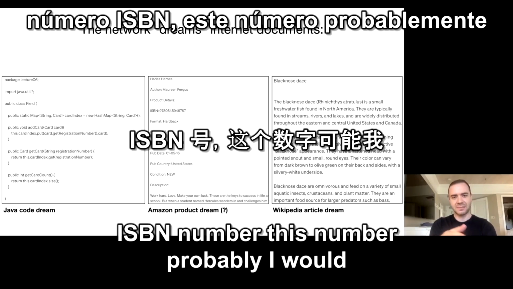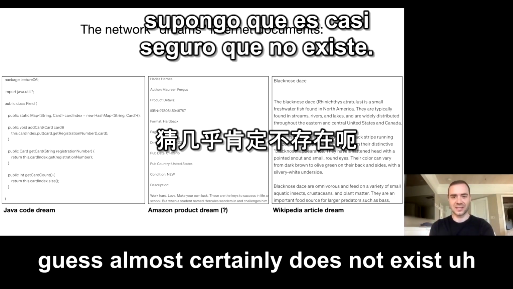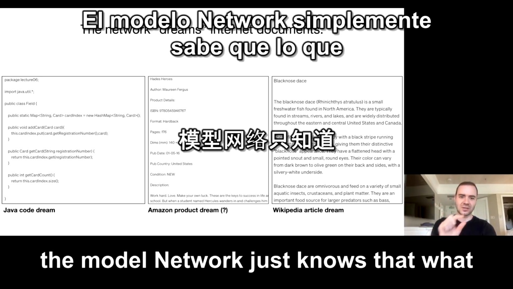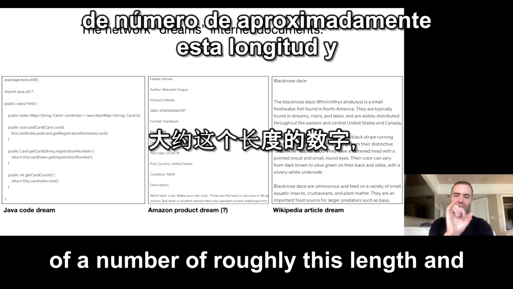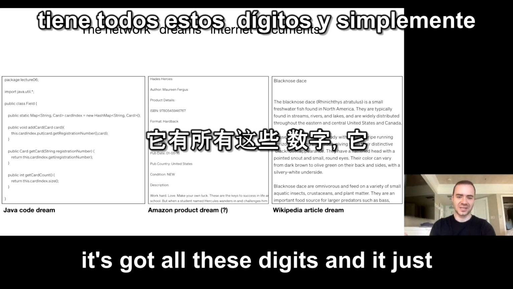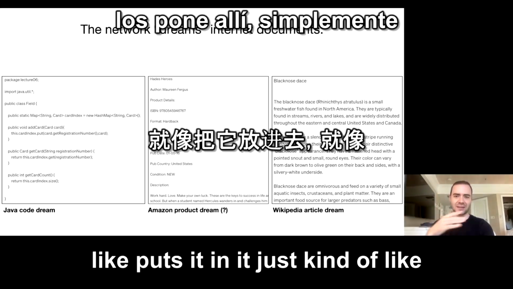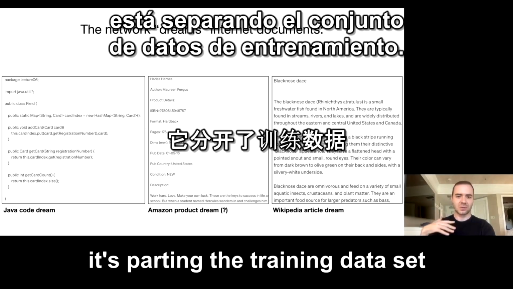So for example, the ISBN number, I would guess almost certainly does not exist. The network just knows that what comes after "ISBN:" is some kind of a number of roughly this length, and it's got all these digits. And it just puts it in. It just kind of puts in whatever looks reasonable. So it's parroting the training data set distribution.